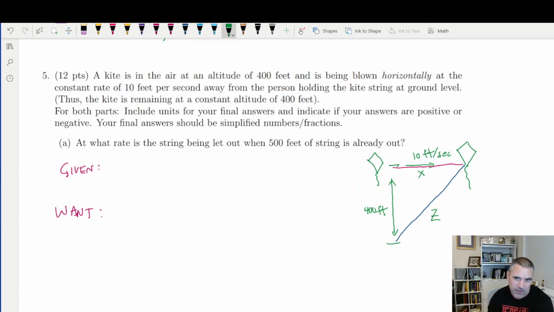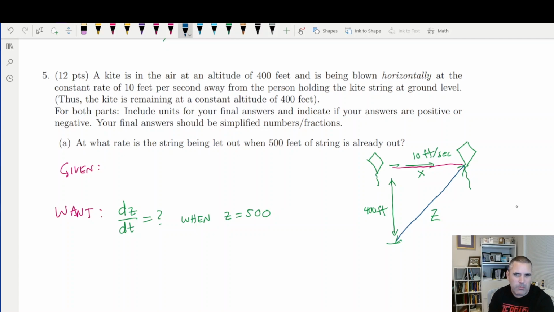You could even label the area. You could even label the perimeter. None of those are needed because they're not part of what the question's asking. So what is the question asking? At what rate is the string being let out when 500 feet of string is already out? The question is asking about dz dt when z is equal to 500.